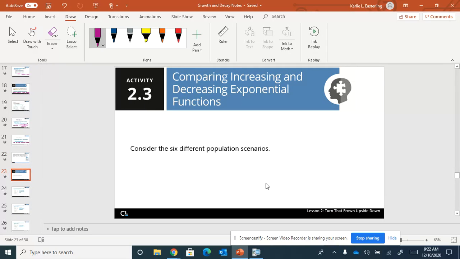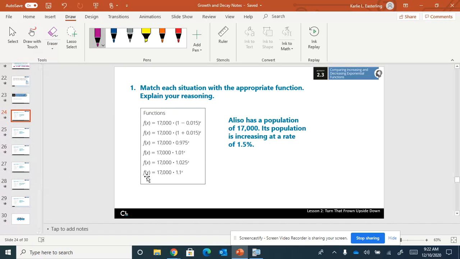All right, so the last thing that we're going to look at is this activity 2.3. We're going to be comparing increasing and decreasing exponential functions. Consider 6 different population scenarios. They're going to give us a scenario, and we're going to determine which function it is. How I like to go about these is to just write the function and then look at these and determine which one it is, so we can cross them off of our list.